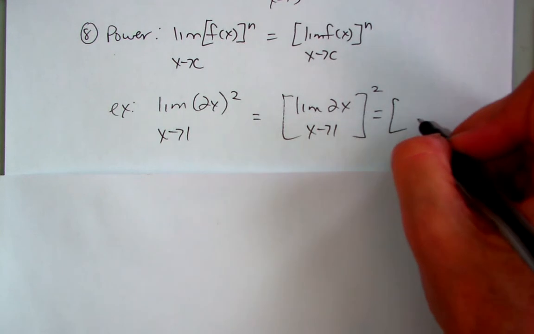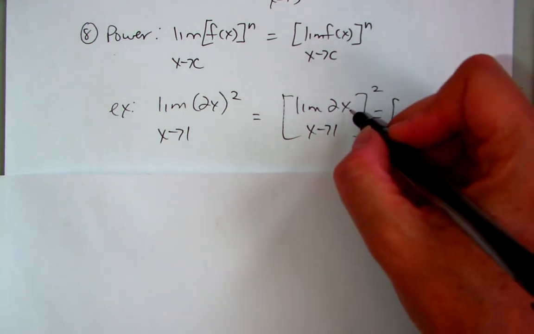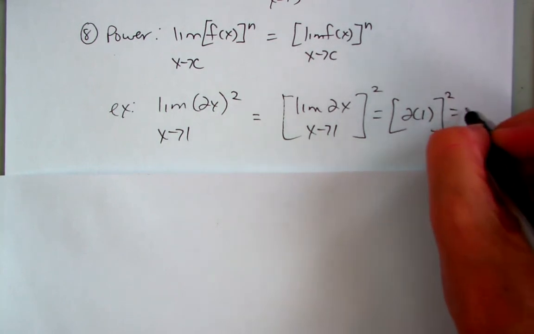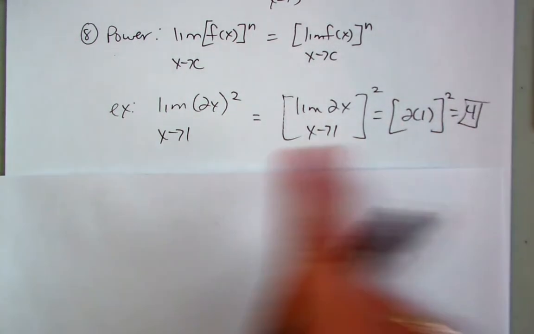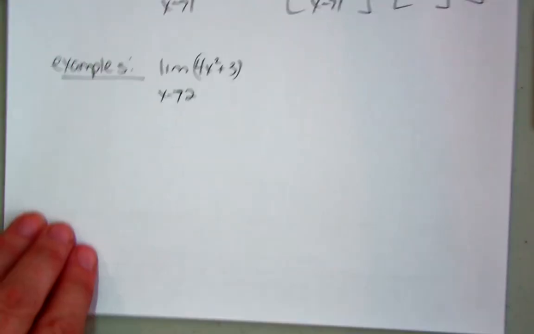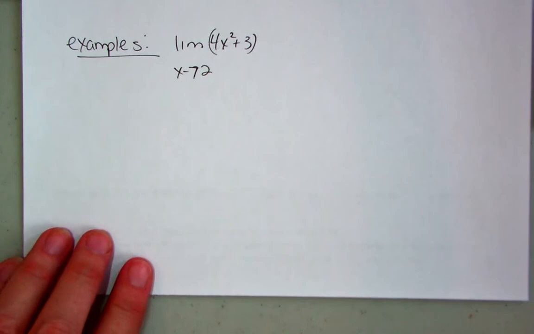So again, if I deal with the inside, I just do it by direct substitution because that's just a straight line. 2 times 1 quantity squared. The answer to that limit is 4. So now let's do a couple more examples.